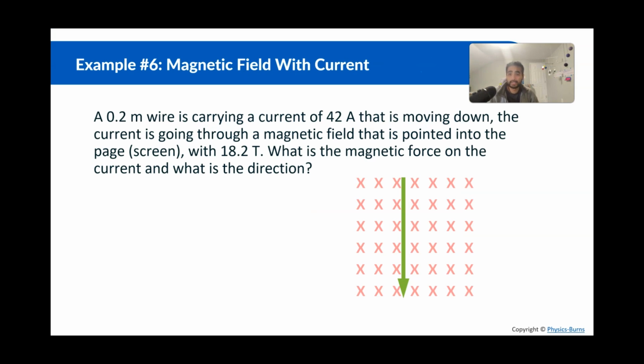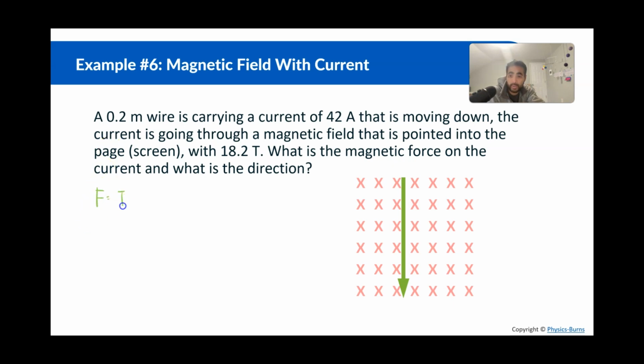Example number 6. A 0.2 meter wire is carrying a current of 42 amps that is moving down. The current is going through a magnetic field that is pointed into the screen with 18.2 Tesla. What is the magnetic force on the current and what is the direction? Okay, so let's just figure it out.